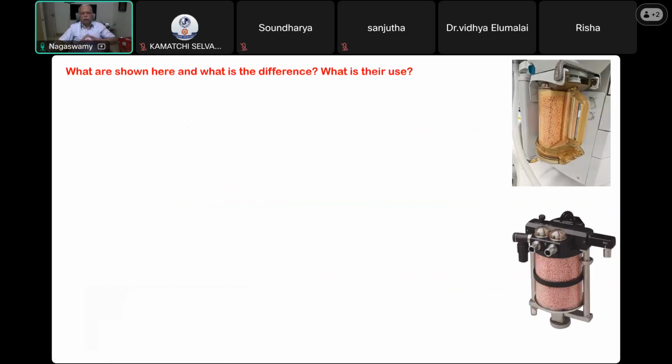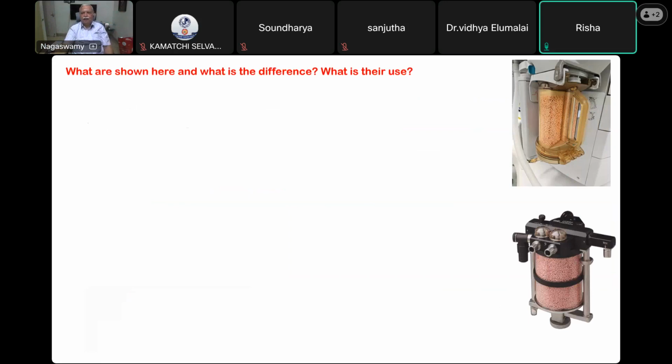What is shown in this, and what is the difference? What is their use? Soda lime with different color indicators. Okay. Which one is in the older machine? Which one is in the newer machine? Is it the top one or the bottom one?